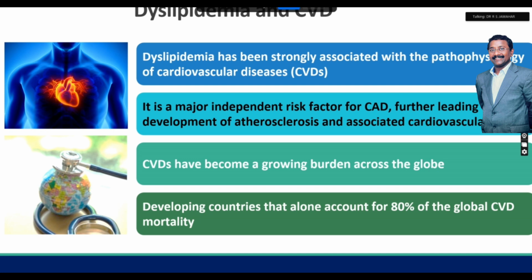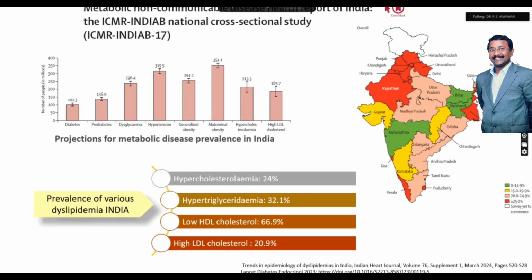Now it has become a growing burden across the globe in general and India in particular because of more smoking, more diabetes, more hypertension in our population. Developing countries like India alone account for about 80% of the global CVD mortality. That clearly shows the value of dyslipidemia management in our day-to-day practice.